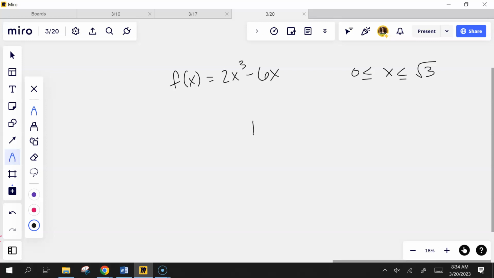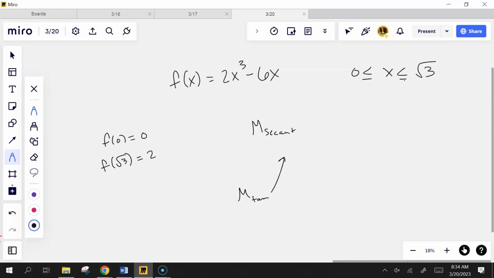So I need two different things. I need the slope of the secant from 0 to square root of 3, and I need to see where the slope of the tangent equals that. So how do I find the slope of the secant line on a certain interval? What's a secant line? It goes through the graph at 2 points, right? That's all it means. So it's just AROC. It's just the slope between those 2 points. So what I need is f of 0 and f of square root of 3.